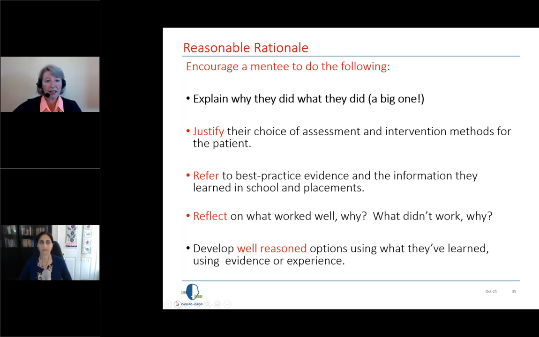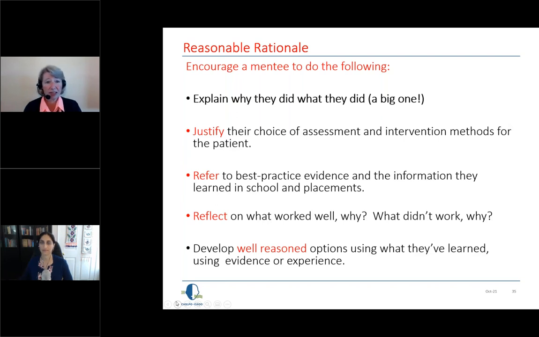Well, you can encourage the mentee to do the following. And this is a big one. You need to help them explain why they did what they did. So help them justify why they chose a certain assessment or certain intervention when they're working with the patient.